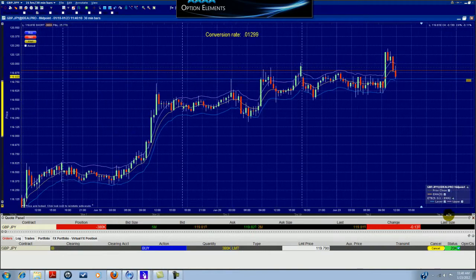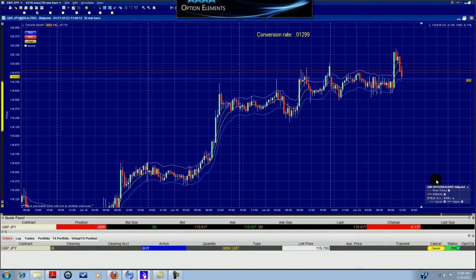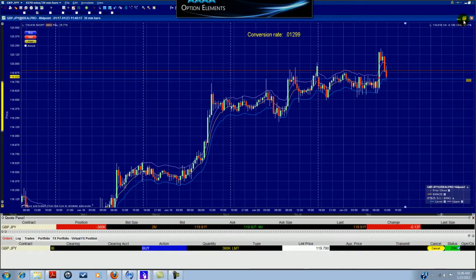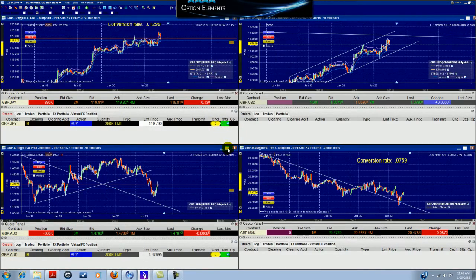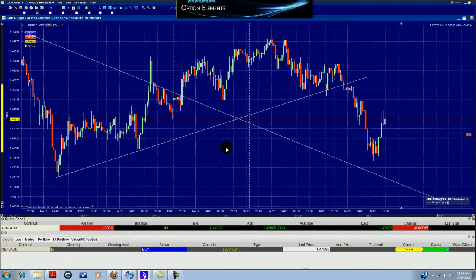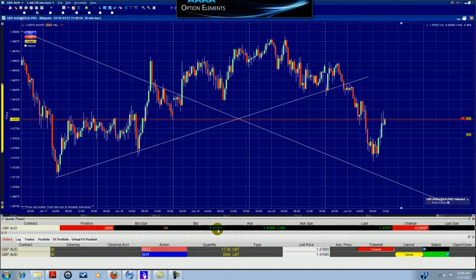So let me fix our chart again the way I like it. There we go. Okay. Still have, and we are still short 300 of our pound Australian dollar. Probably going to sell some more of these actually up in here, in fact.